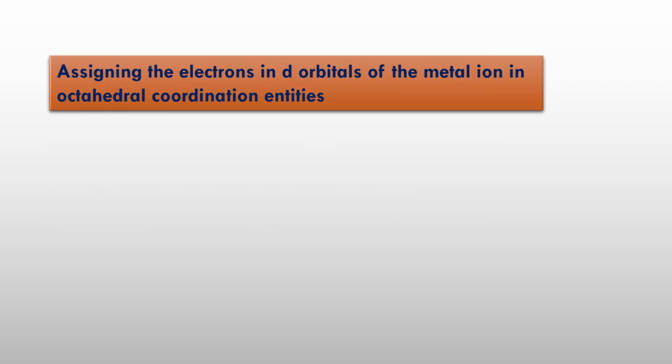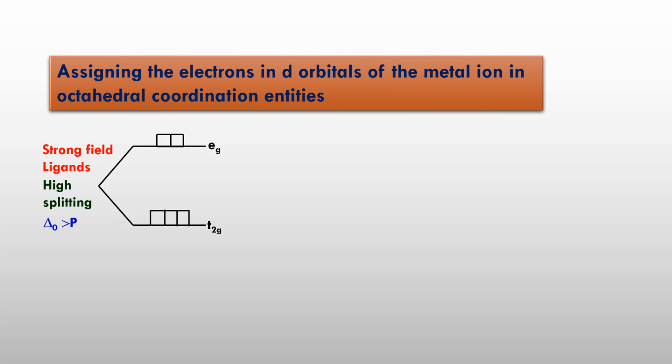Now, assigning the electrons in d orbitals of the metal ion in octahedral coordination entities. Now see, if strong field ligands are there, then there will be high splitting. Delta naught will be greater than P. So you can see here t2g and eg. The five d orbitals have the same energy. When the ligand approaches the metal, the five d orbitals split into different energies. That is called splitting. Two orbitals are above, that is eg, and three orbitals are below, t2g.